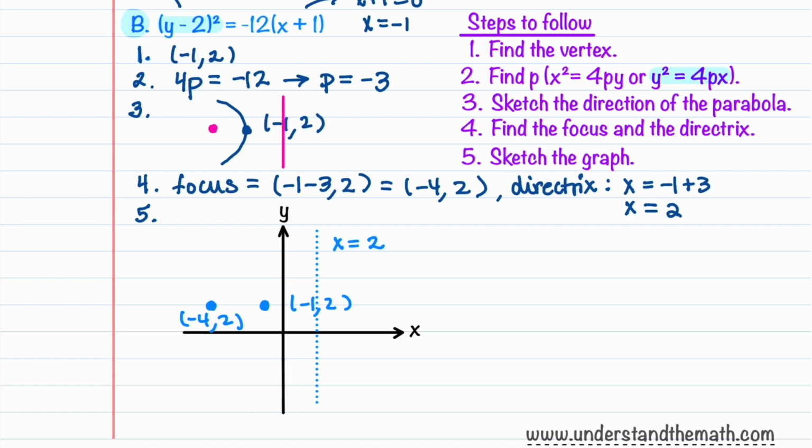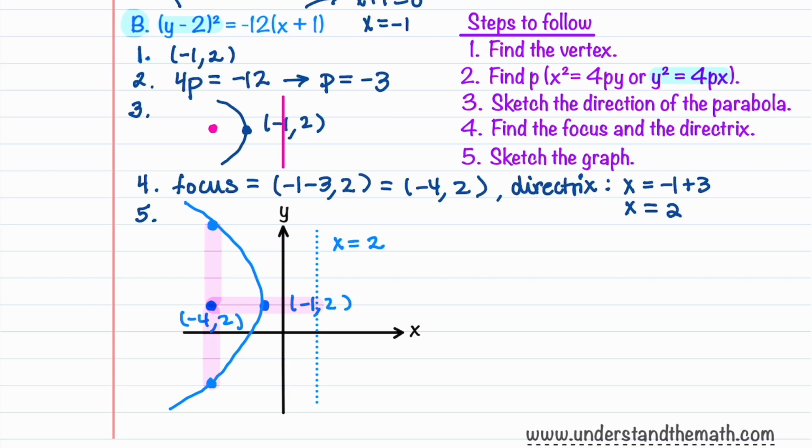Now let's sketch the graph. The distance from the focus to the directrix is the same as the distance from the focus to a point on the graph. So let's put a point here, and then we'll go down and do the same thing and put a point here. Now we can go ahead and sketch our graph. And that's it.